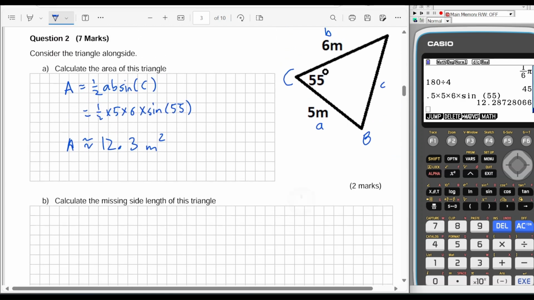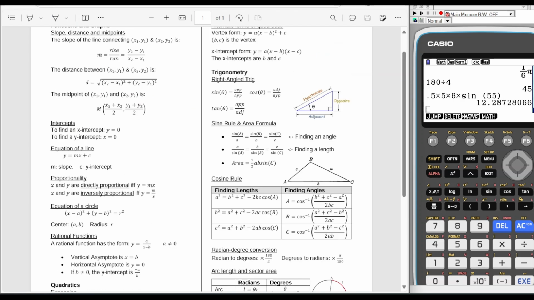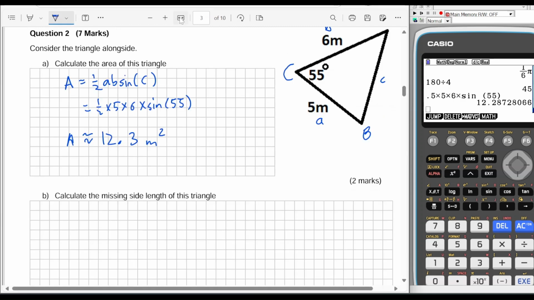Calculate the missing side length. So we've got 2 sides and an angle. That means that we've got to use the cosine rule to find that. Cosine rule just lives sort of here on the formula sheet. So the side that we're trying to find is c, so we'll use this bottom bit of the cosine rule. Let's see how that works. c squared is a squared plus b squared. Starts up a bit like Pythagoras. Take 2ab cos of C. So that's 5 squared, 6 squared, 2, 5, and 6, and cos of 55.